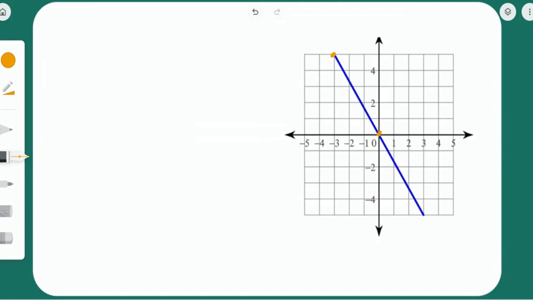I will count how many units I go up or down to go from left to right. So to go from left to right, I must go down 1, 2, 3, 4, 5 units. And to the right, 1, 2, 3 units. Now, because I went down from left to right, my rise is -5. And I went to the right 3, so my run is 3. My slope is -5 over 3.